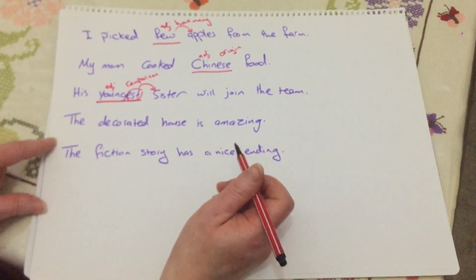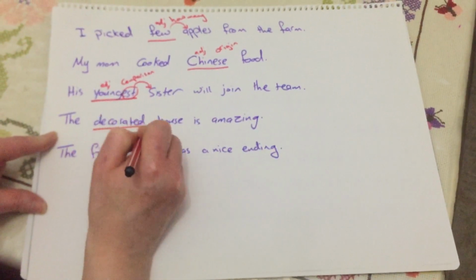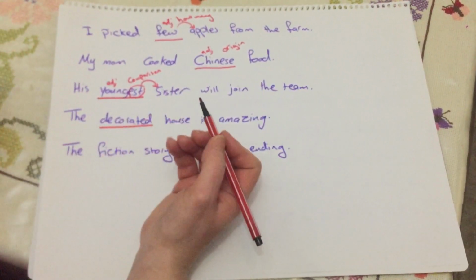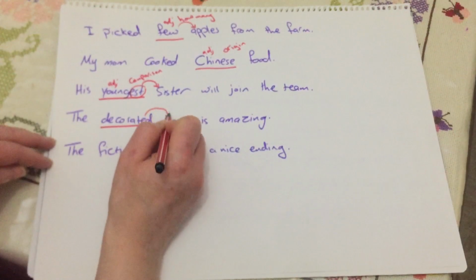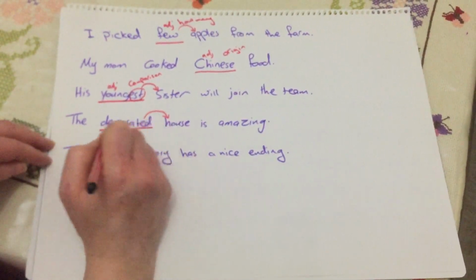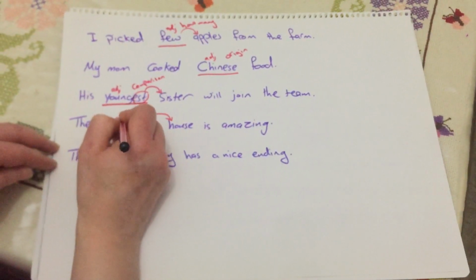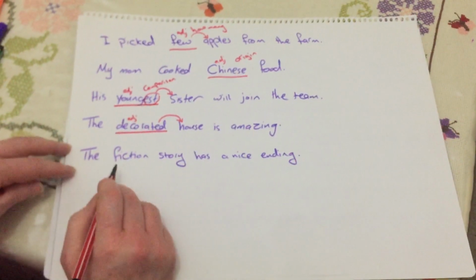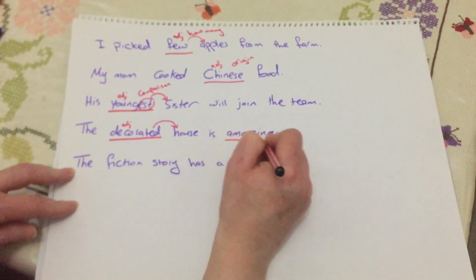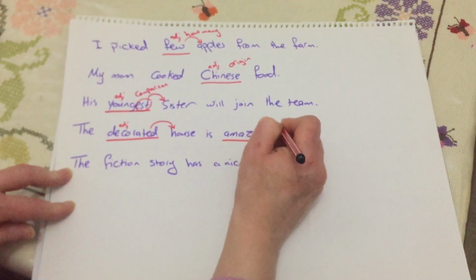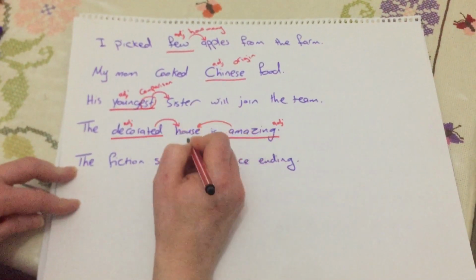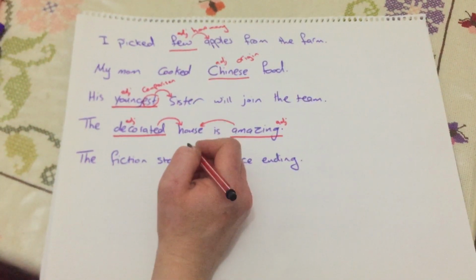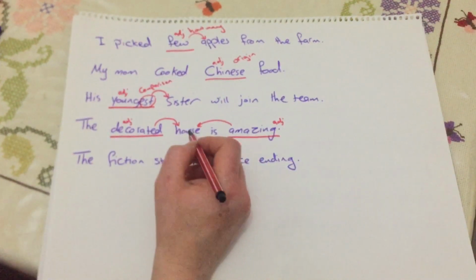The fourth one, the decorated house is amazing. Where are the adjectives here in this sentence? We have decorated, and decorated describes what? Describes house. The house is decorated. This is the adjective. And the other adjective in this sentence also is amazing. It's an adjective that also describes what? House. We can, as we said, use more than one adjective to describe the same noun.